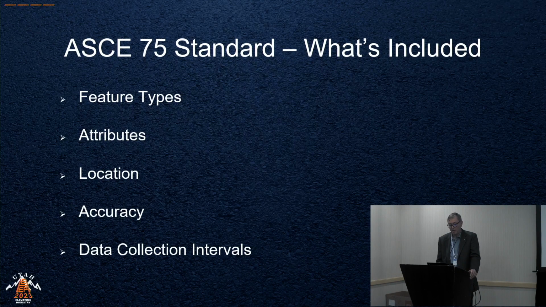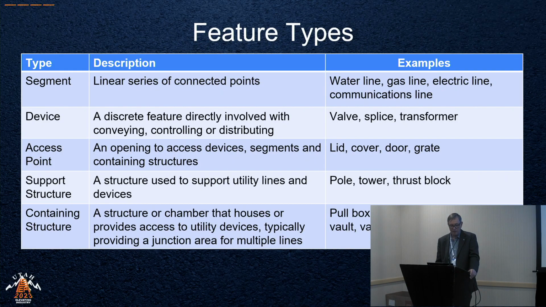I'm going to talk a little bit about what's included in it. There's 5 different topics here I want to discuss with you. Feature types. This is not a complete list. I think there's 7 feature types, but these are the most familiar, the most common ones that are in the system. Segment is a linear feature type. Some examples would be a gas line, a water line. It's a series of connected points.